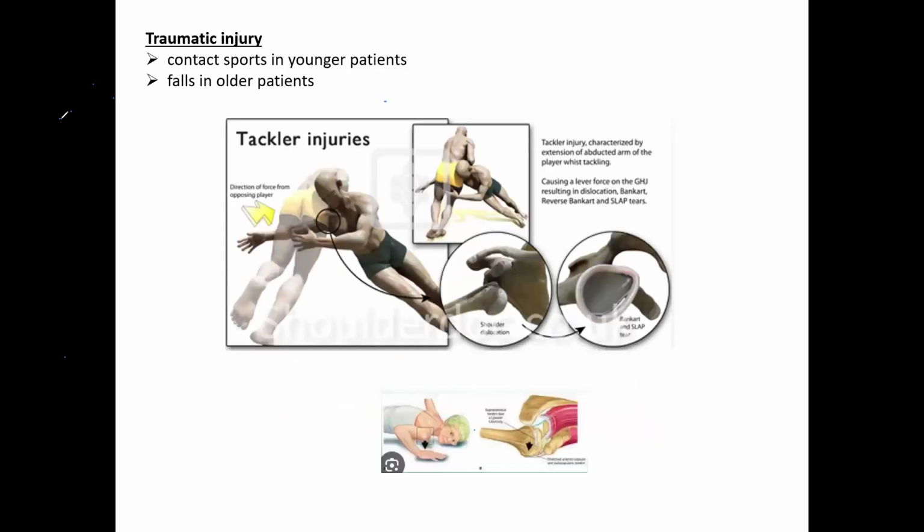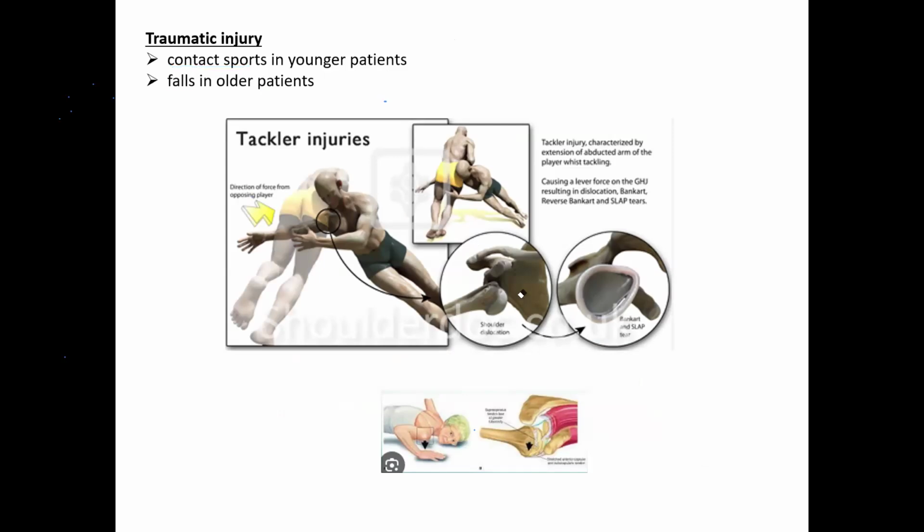So what is the mechanism of anterior dislocation? We have a bimodal distribution. In very young people, we have this injury. Old people also have this injury. In the young, contact sports is most common, whereas in the older patient it is a fall, with the arm going into abduction and external rotation. This is the mechanism of injury.